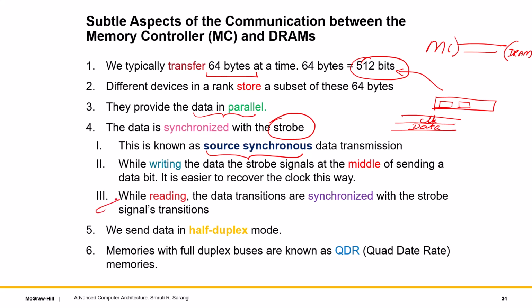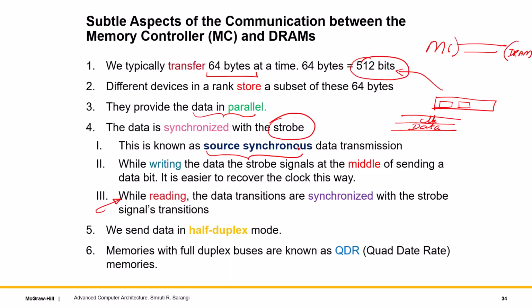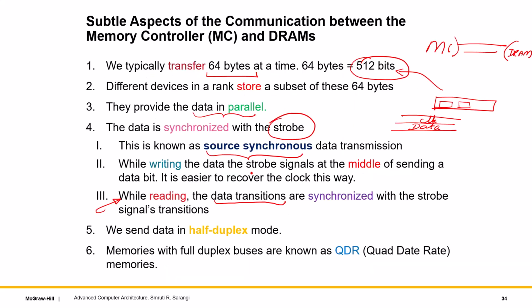So let's look at this first. While reading, which was the case over here, all the data transitions are synchronized with the strobe signal's transitions, as it is the case here. 0 to 1 data transmission, 1 to 0 data transmission, 0 to 1, and so on and so forth. However, in the case of writing, the strobe signal's transition happens at the middle of the bit. And the reason is that it is easier to recover the clock this way. So recovering the clock is easier if the strobe signal transition is there.